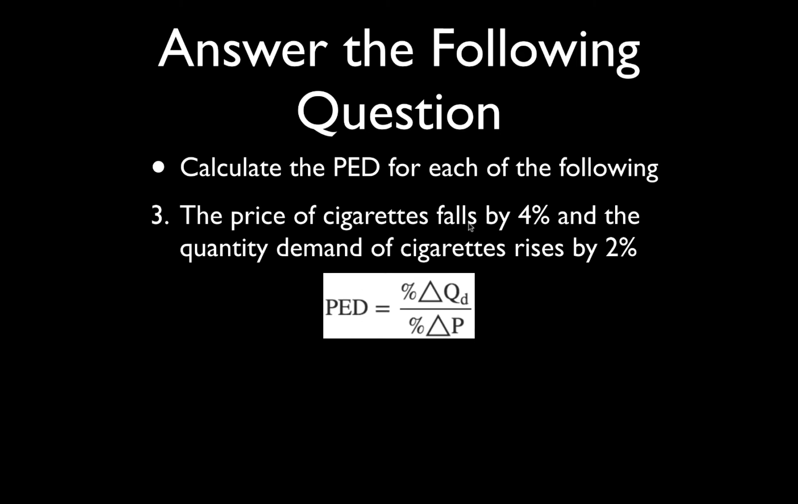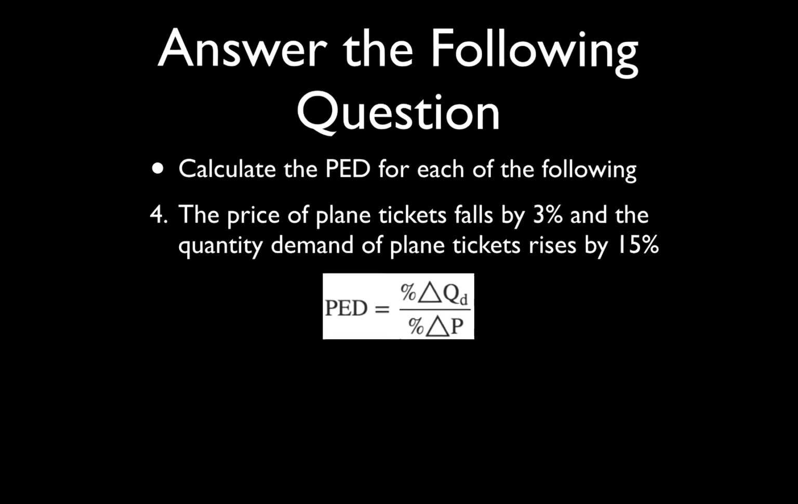Okay, calculate the PED for each of the following. The price of cigarettes falls by 4%, and the quantity demanded of cigarettes rises by 2%. Here's the formula. So what was the quantity change? Well, it rose by 2%, so that's plus 2. And the price of cigarettes fell by 4%, and that's minus 4. So our PED is minus 0.5. Absolutely perfect. No problem there, I would hope.